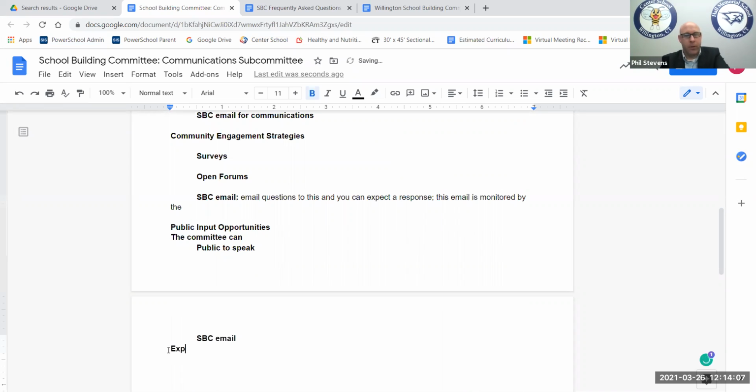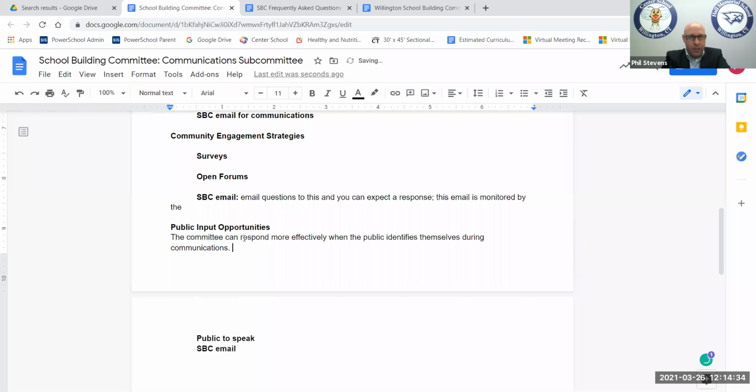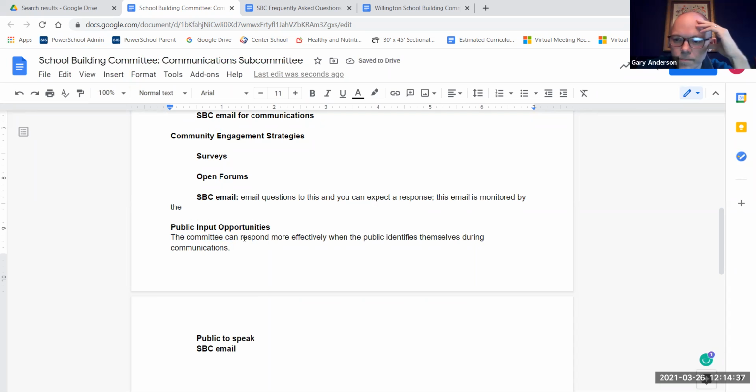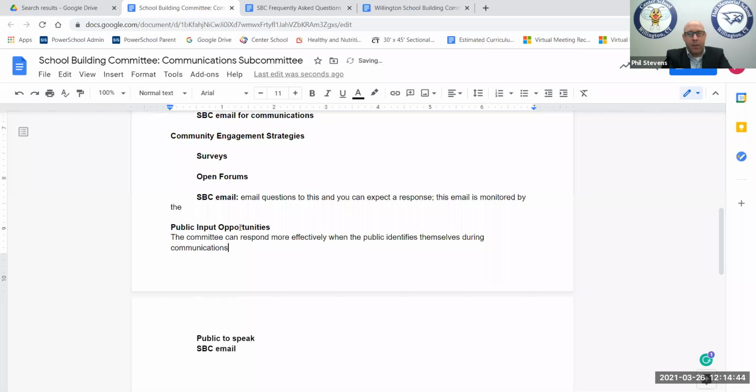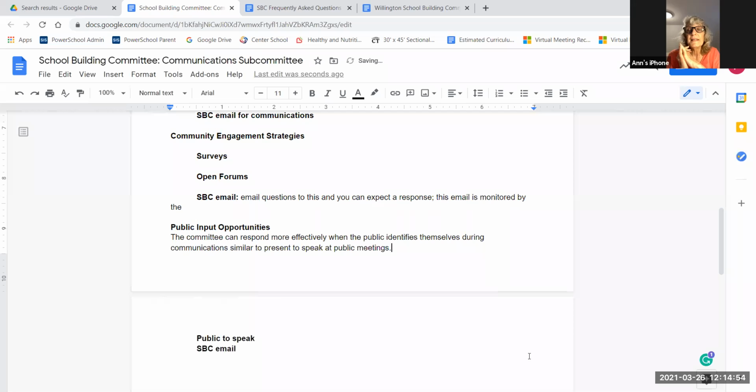I'm just thinking out loud and working as we do this, but making a statement on this public input opportunities section that's more along the lines of the committee can respond more effectively when the public identifies themselves. I'm just typing out and thinking out loud at the same time. And that's required of present to speak, so I think that's fair. Similar to present to speak at public meetings, and also on the SBC email site.